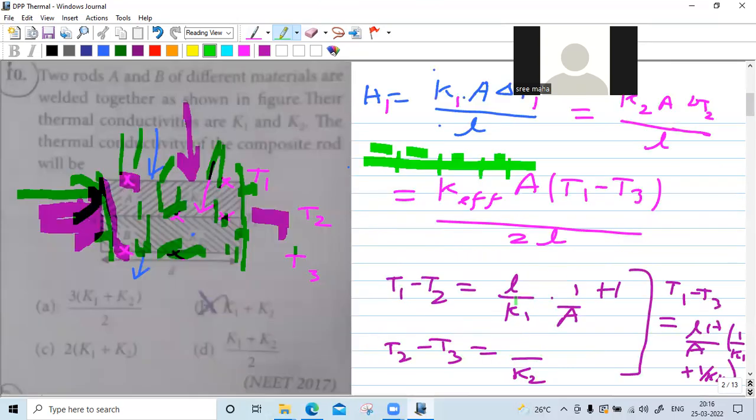Here length is getting added, but you have to eliminate T2 because the K effective involves T1 and T3. So delta T1 is this one, delta T2 is this one. If I add these two, I'll eliminate T2. This is a standard technique. Once you do it, you can do it. It has come in 2017, so by now it is standard, so you should know how to do it.